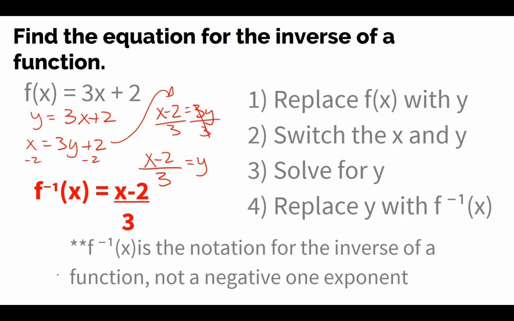So my original function had plus 2. My inverse function has minus 2. Math magic. My original function multiplied by 3. Inverse function divided by 3. Math magic. See? Does it make sense? To find the inverse, you have the inverse of the original operations. Questions?